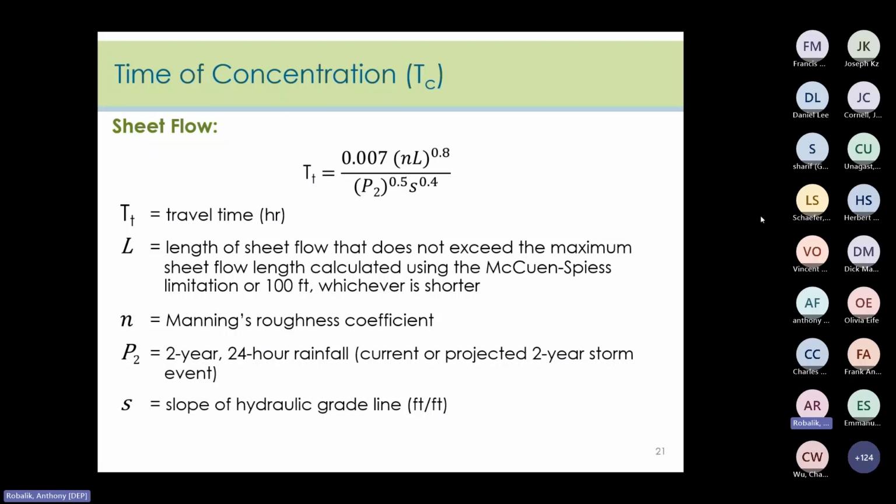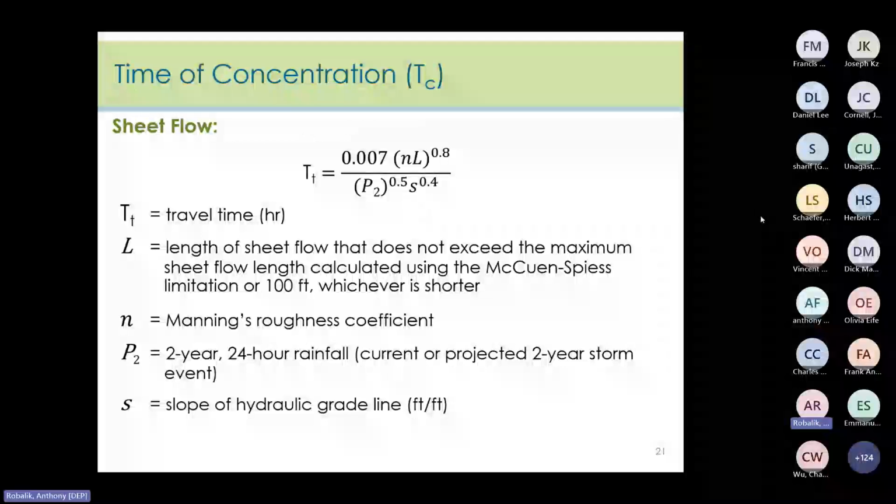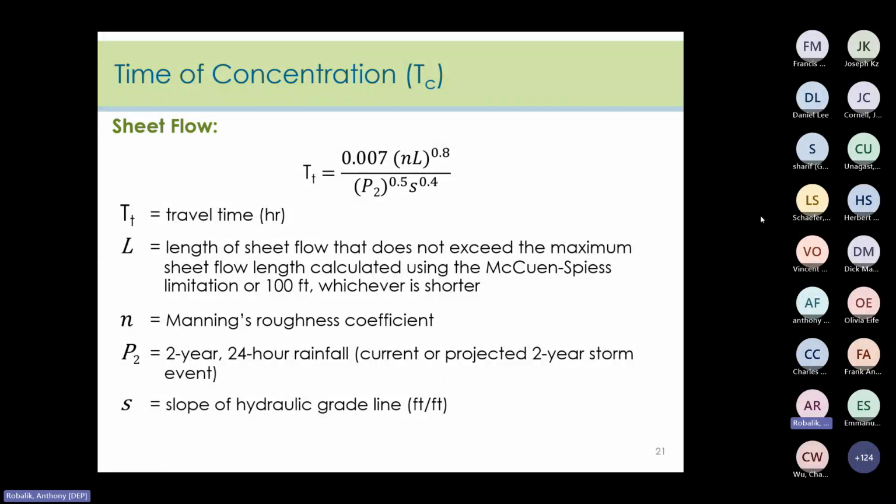Okay, so now that we've covered the sheet flow length limitations, we can talk a little bit about how travel time for sheet flow is calculated. So this is the travel time equation for sheet flow, which uses the Manning's kinematic equation, and listed here are the parameters which must be identified. And those parameters are the sheet flow length, which we just talked about, the Manning's roughness coefficient, the current or projected 2-year storm event rainfall, and that's going to depend on which storm event calculation this travel time is serving as input to. And lastly, it's going to be the slope of the hydraulic grade line.